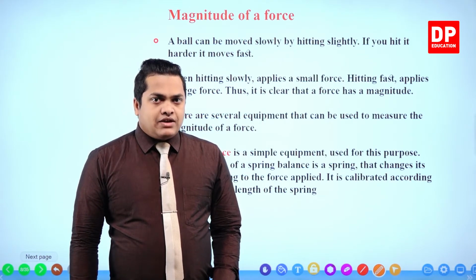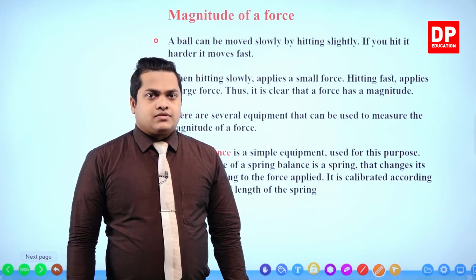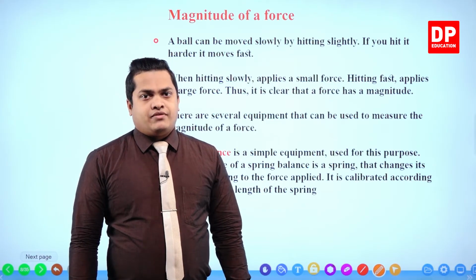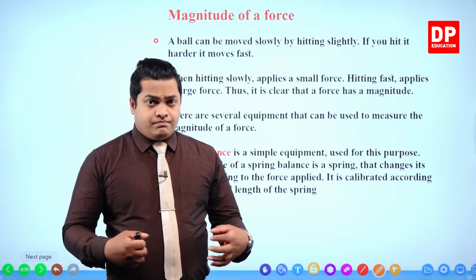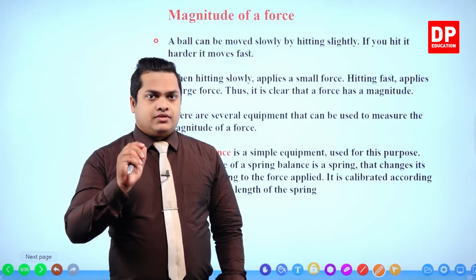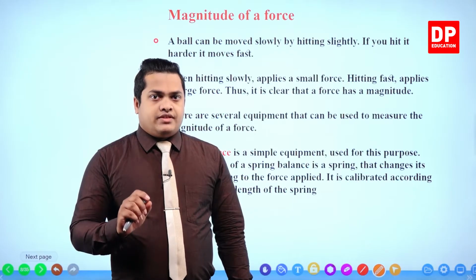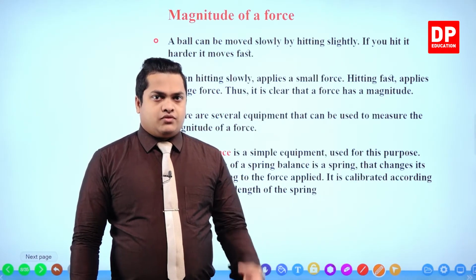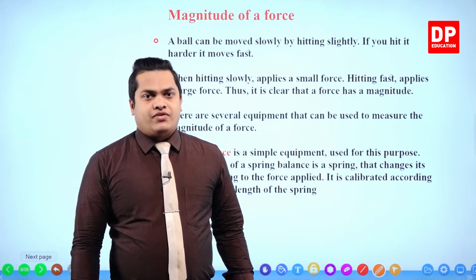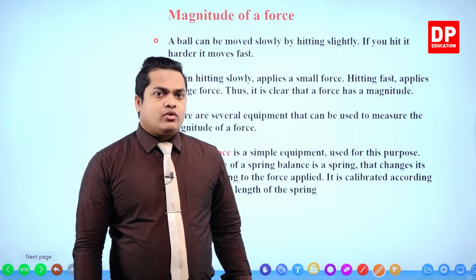So the proper magnitude of a force is really important in doing our day-to-day works, right? We have to apply the proper magnitude of force when doing day-to-day works. So that means, my dear children, there is definitely a value for the forces that you are going to apply. This is what is referred to as the magnitude of the force, the value of the force which you are going to apply.